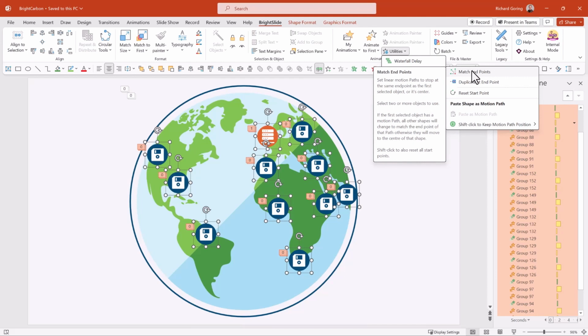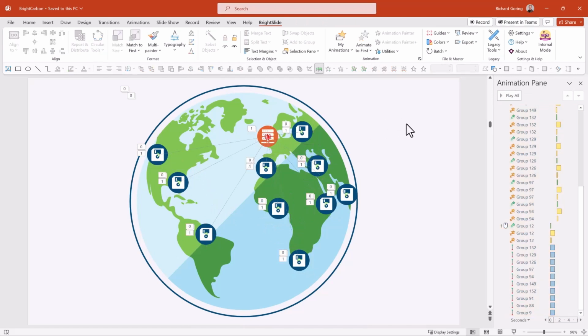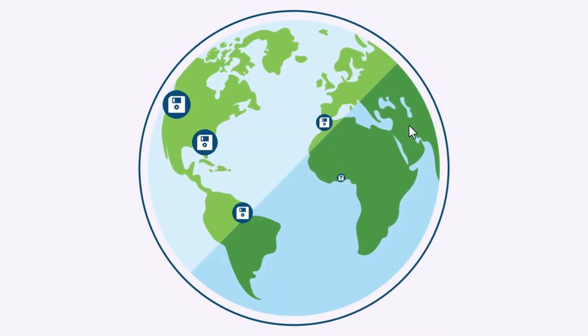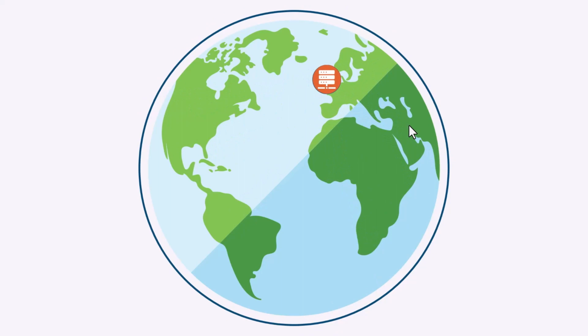Now, if you've already got objects with a motion path on, it will match to the endpoint of the first object. If these objects don't have motion paths, like mine, it will match to the first object you selected. So now it'll instantly add motion paths all gathered towards this point here. And so now in slideshow mode, it'll come up and can say, look, we've got local data centers all over the place. Let's consolidate them all into one cloud-based system.